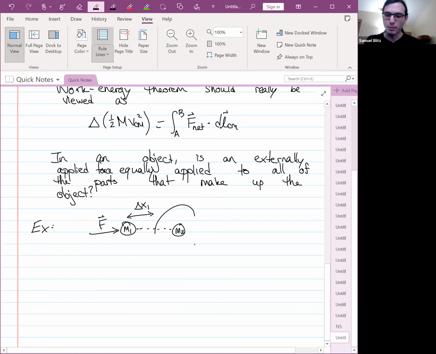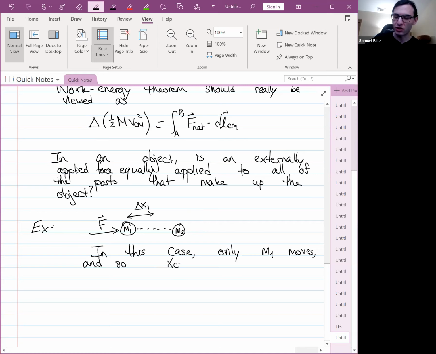And this particle with mass m2 might not move. So in this case, only mass 1 moves from that force. And so in particular, the center of mass position moves less than x1. I mean, that should be fairly straightforward.